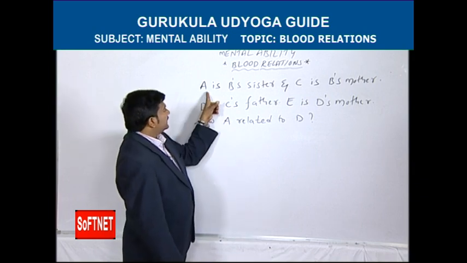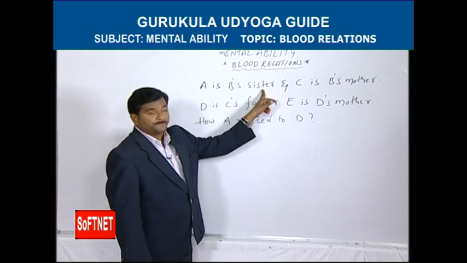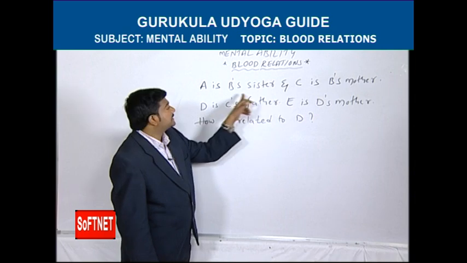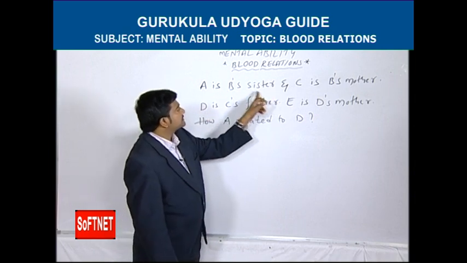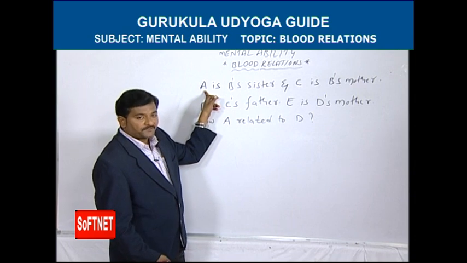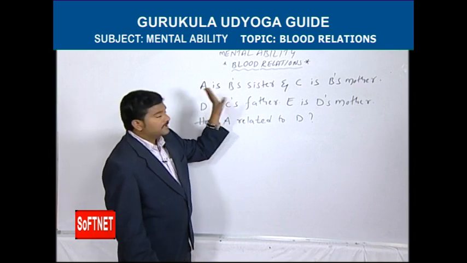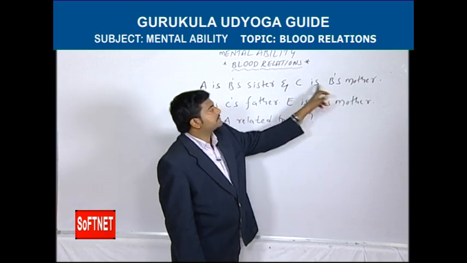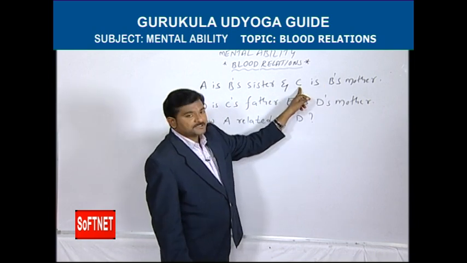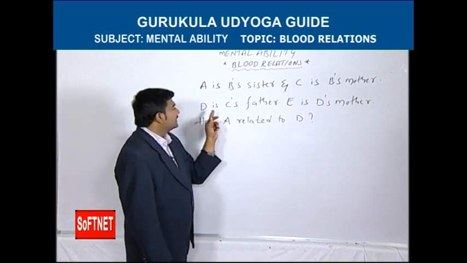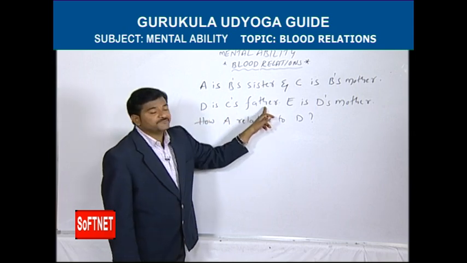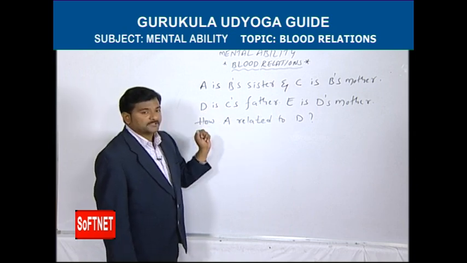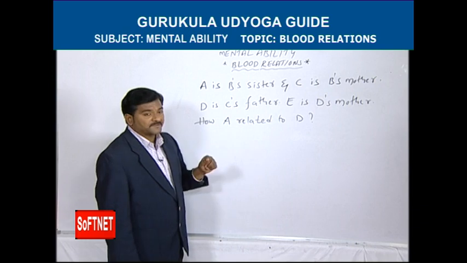Observe here. A is B's sister. So who is male gender and who is female gender? A is B's sister means obviously A is female gender. I don't know the gender of B, keep aside. And C is B's mother. So it is clear, C is female gender. And D is C's father. So here D is male gender, because D is the father of C.